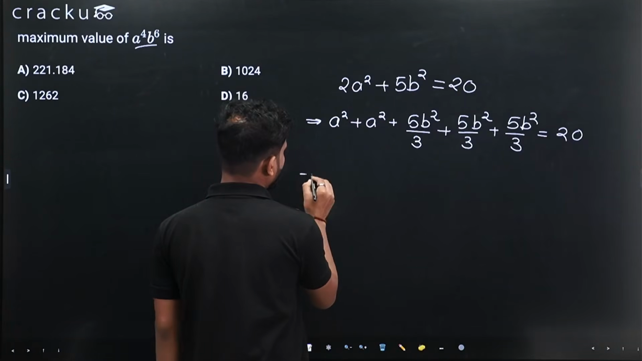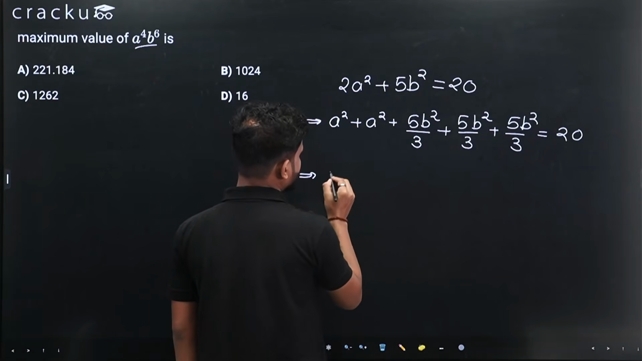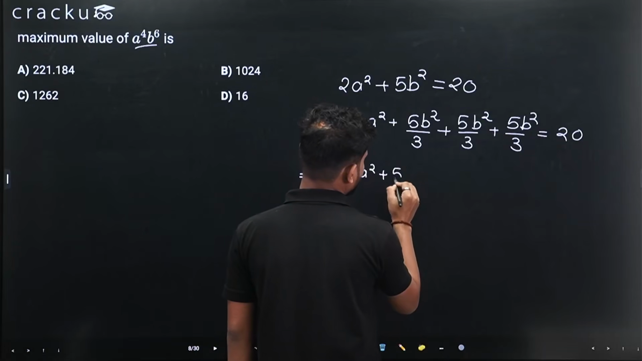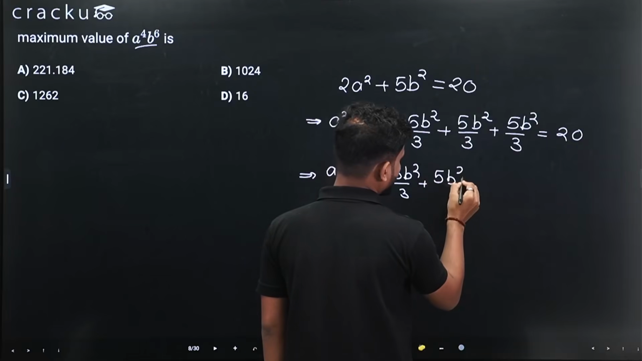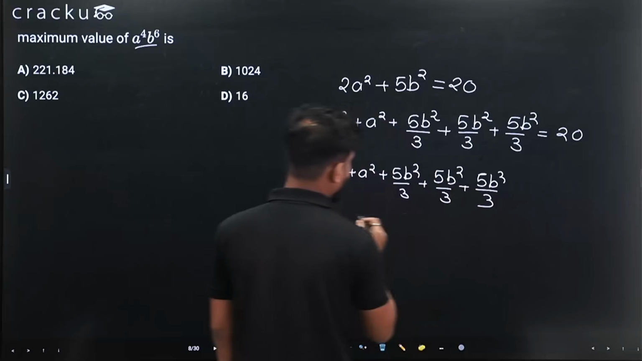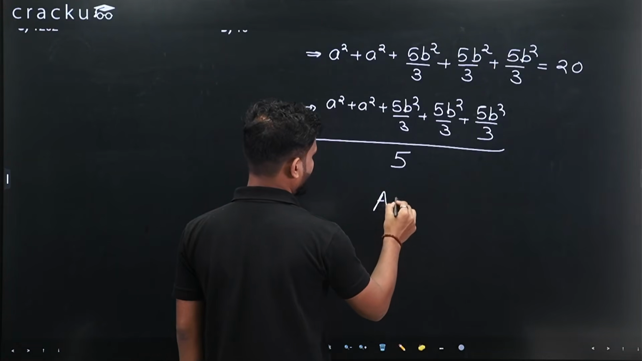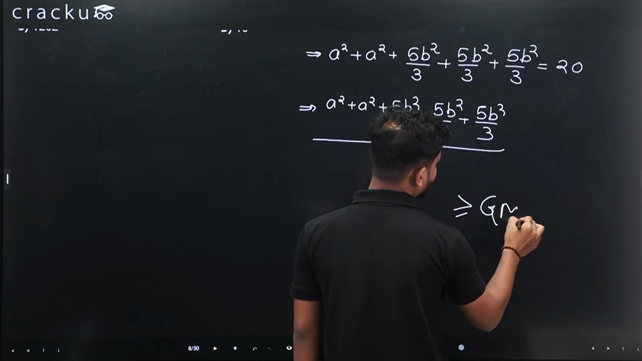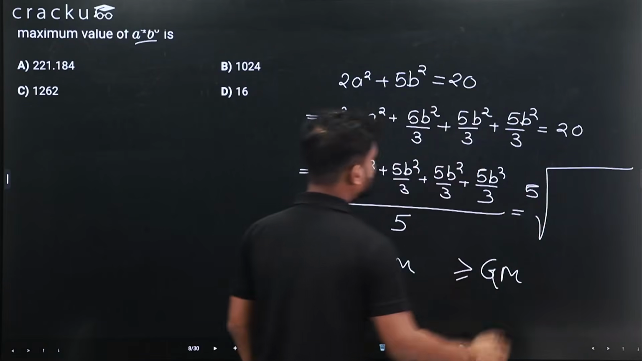So from here what can you do? You can take the sum of all these 5 numbers. So this is (A² + A² + 5B²/3 + 5B²/3 + 5B²/3) divided by how many terms are there? 5. So this is nothing but the AM, or arithmetic mean, of all these, is greater than or equal to GM. What will be the GM? GM will be the fifth root. Why fifth root? Because there are 5 terms.